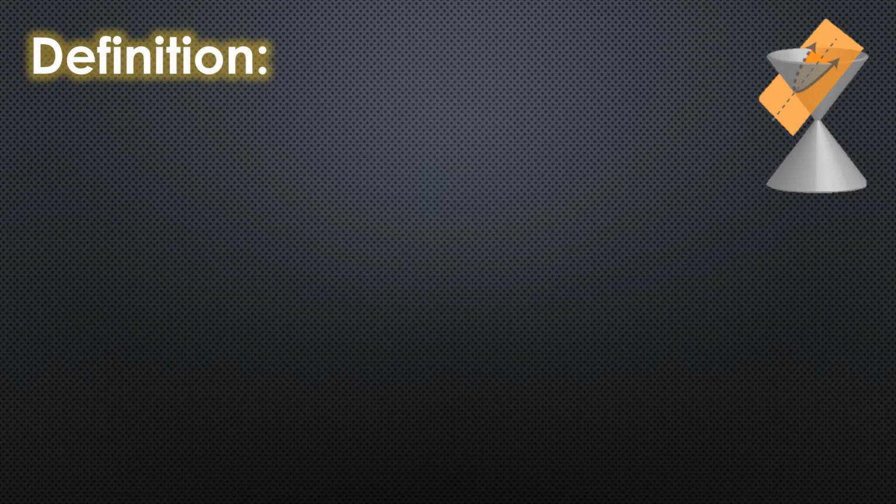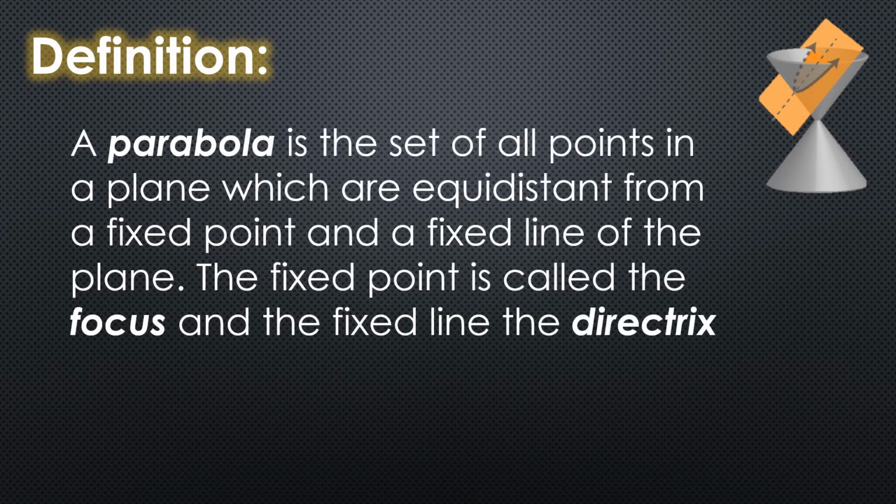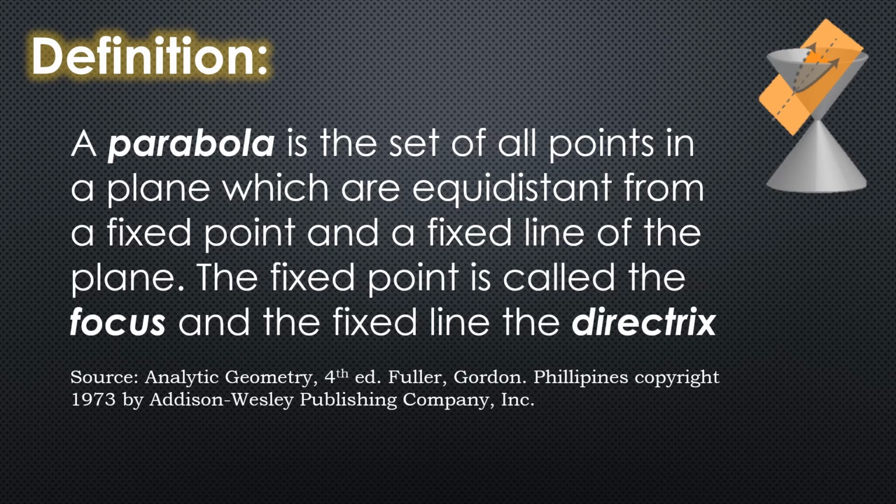First, let us have the definition of the parabola. A parabola is the set of all points in a plane which are equidistant from a fixed point and a fixed line of the plane. The fixed point is called the focus and the fixed line is called the directrix. We're going to derive the formula or the equation for the parabola based on the explicit definition. This is from Analytic Geometry, written by Gordon Fuller.